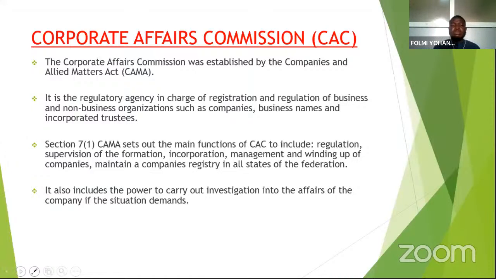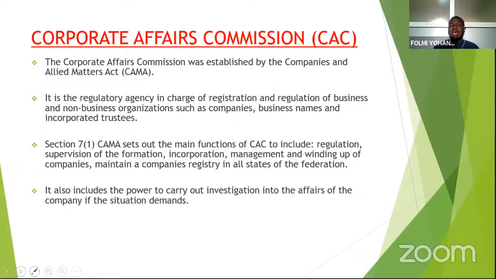You are running a non-business organization like a church, non-governmental organization. The appropriate agency you are to approach is the Corporate Affairs Commission. You can register it as an incorporated trustee, a business name, or a company. And by virtue of Section 7 of CAMA 2020 as amended, it sets out the functions of the CAC to include regulation. It regulates the formation of companies. It supervises, because at the initial stage, pre-incorporation, CAC plays a major part before you incorporate. It incorporates the company.